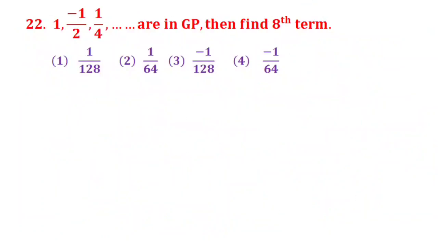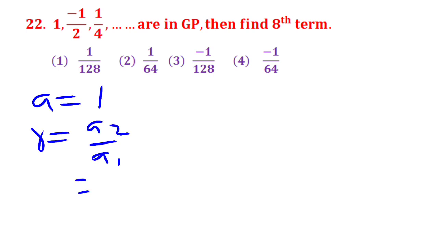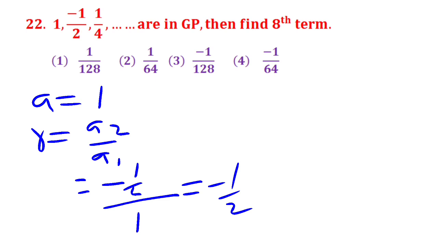Question number 22. 1, minus 1 by 2, 1 by 4 are in GP. Then find the 8th term. GP means geometric progression. To find the 8th term, I am writing the two values. One is the first term A, that is 1. Next, the common ratio R equals A2 divided by A1. So A2 is minus 1 by 2 divided by A1, 1. It is equal to minus 1 by 2.